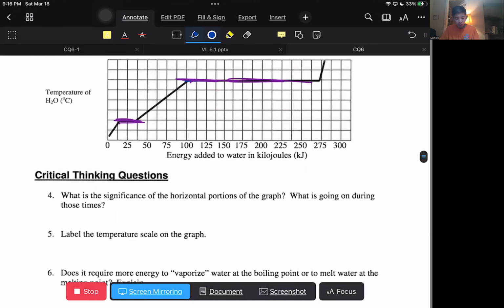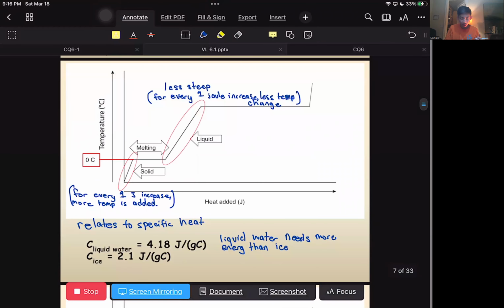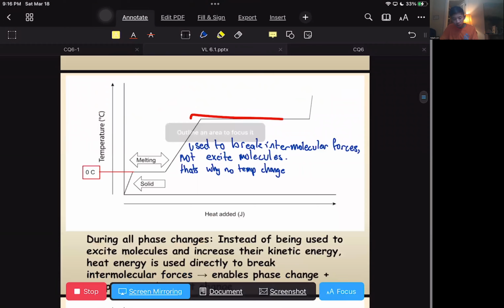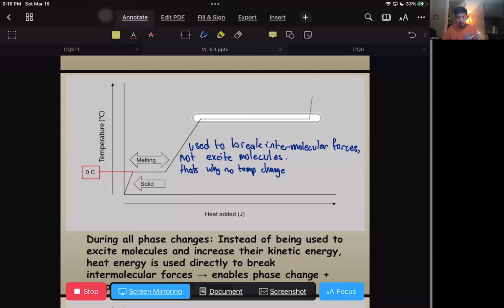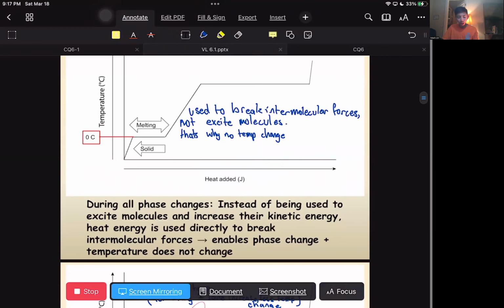So they're phase changes, but what's going on during those times? During phase changes, intermolecular forces are being broken apart. During all phase changes, energy is not being used to excite the molecules to increase their kinetic energy. We're not increasing energy because we're staying stagnant. It's not going up, it's plateauing. So instead of increasing kinetic energy, heat energy is being used to directly break intermolecular forces, which enables a phase change.